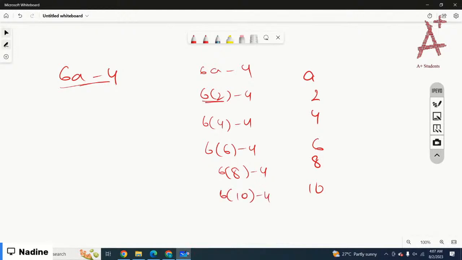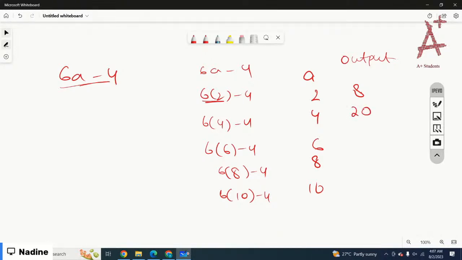So 6 times 2 is 12, and 12 minus 4 is 8. Here I'm writing output values. When a is 2, output is 8. 6 times 4 is 24, and 24 minus 4 is 20. When a is 4, output is 20.